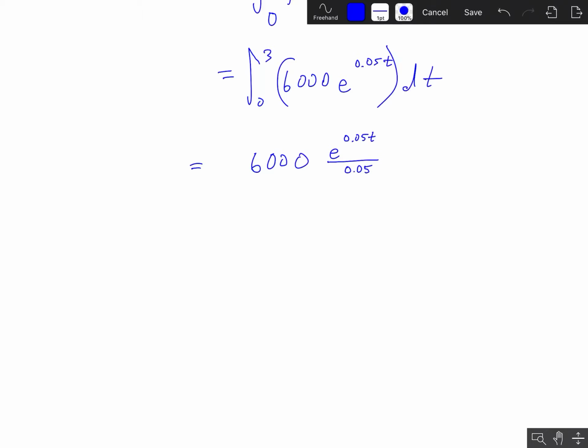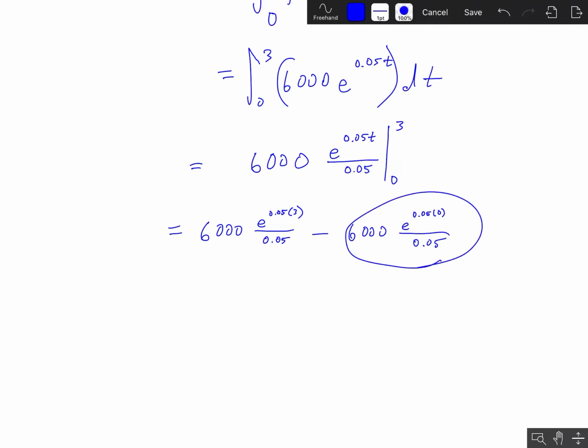So this is what I'll get as my antiderivative, and then remember we need to evaluate that antiderivative from 0 to 3 because those are our integral bounds. So we would end up getting the antiderivative evaluated at 3. So I would plug in a 3 for t, minus the antiderivative evaluated at 0. Notice that in this case, the antiderivative evaluated at 0, this expression, is not equal to 0, because here we just have an exponent that's equal to 0, and that would cause e to the 0 to just be 1.